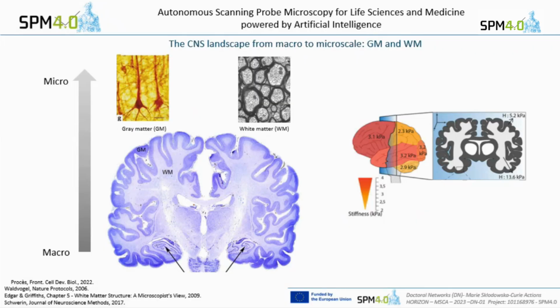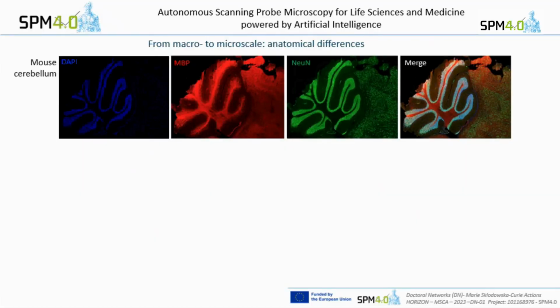And to try to understand that, we can also use mouse models and other animal models as well. Here you see a sagittal cut of a mouse brain, stained for nuclei, and the white matter here with the myelin basic protein staining for neurons. So you appreciate you have gray and white matter.